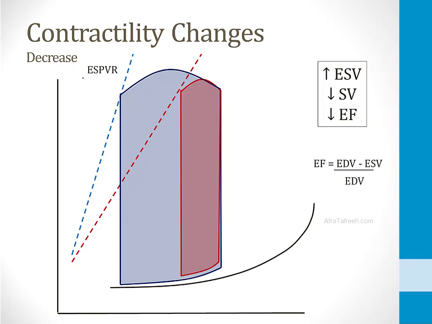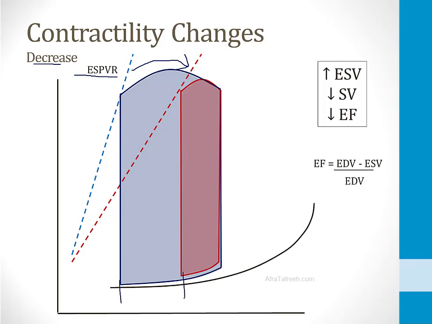Now let's talk about contractility changes. Contractility, it turns out, is the major determinant of the end systolic pressure-volume relationship. Those are the two lines shown in blue and red here. So when contractility decreases, it shifts the end systolic pressure-volume relationship from the dashed blue line to the dashed red line. That changes the pressure-volume loop from the blue loop to the red loop. So let's talk about the consequence of that. First of all, you can see that the end systolic volume here for the blue loop is much lower than the end systolic volume for the red loop.